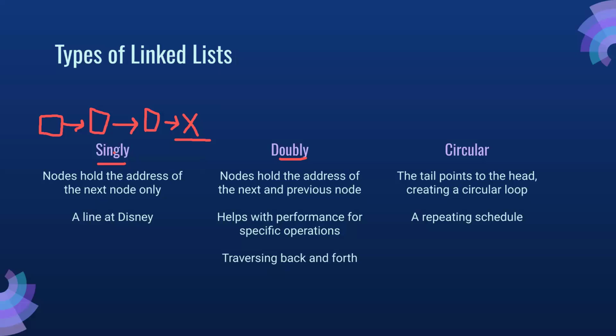So singly linked lists are the ones that we are most familiar with, and some of the disadvantages of singly linked lists can actually be solved sometimes with doubly linked lists. So this is going to be represented as a line at Disney, right? We're only going one direction. A doubly linked list, as you might expect, has each node store both the next and the previous node, which allows you, if you have that memory, to traverse back and forth.